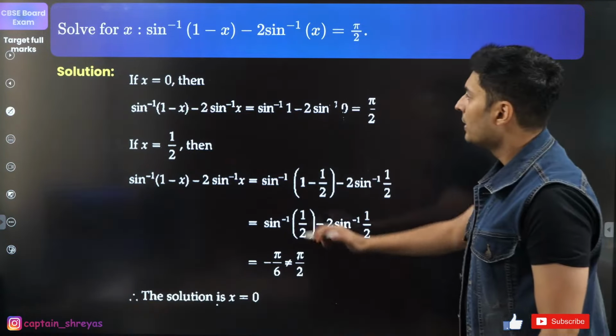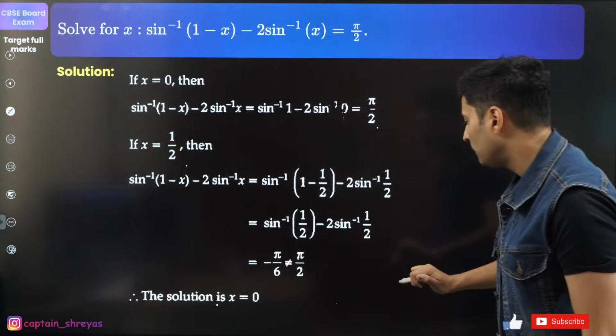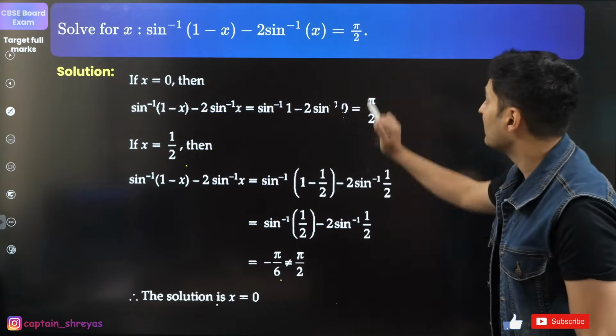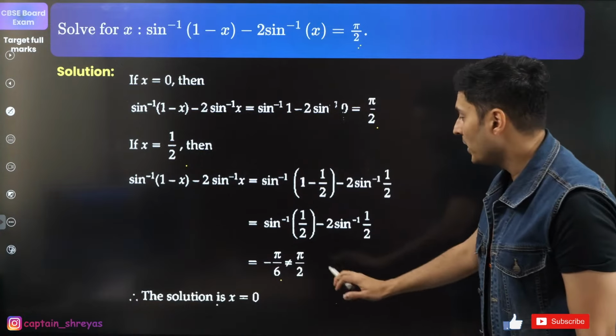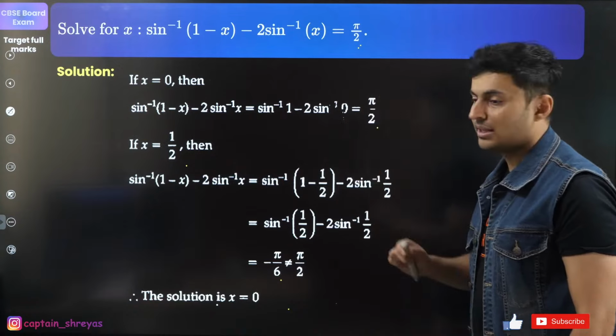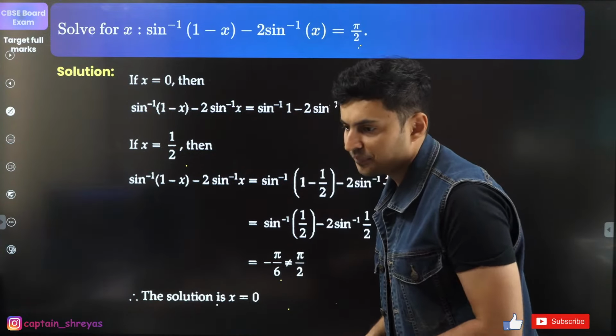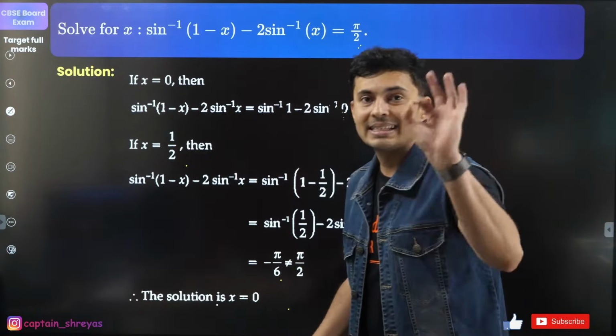When you put 0, it comes out as pi by 2. When you put x as half, it is coming as minus pi by 6, which is not pi by 2. So hence half is not the solution. Only 0 will be the solution. Okay? I hope this is clear.